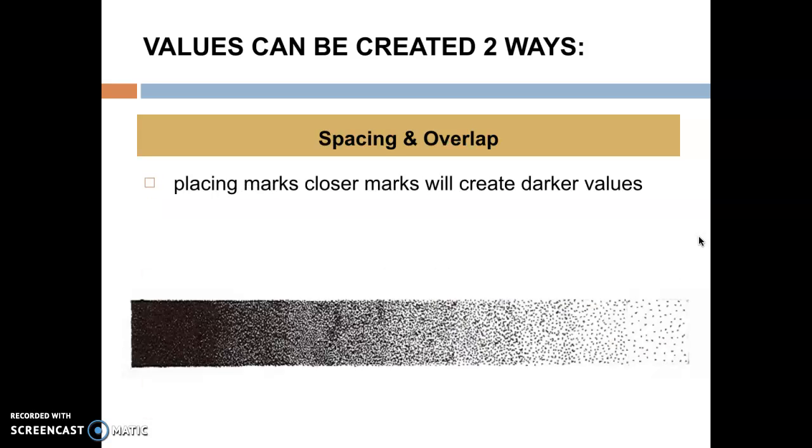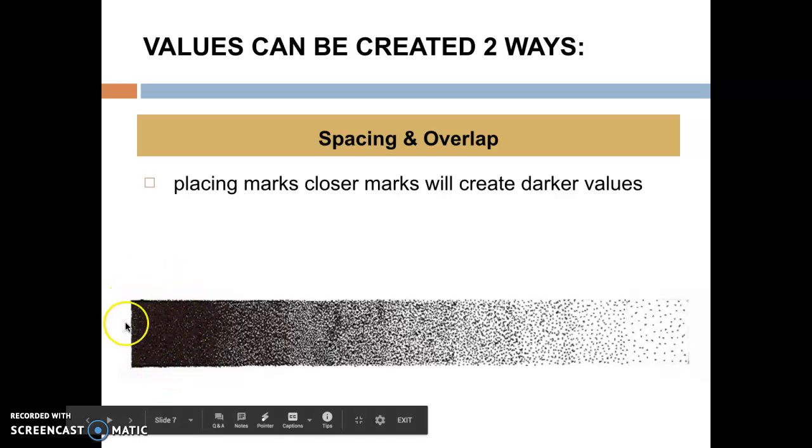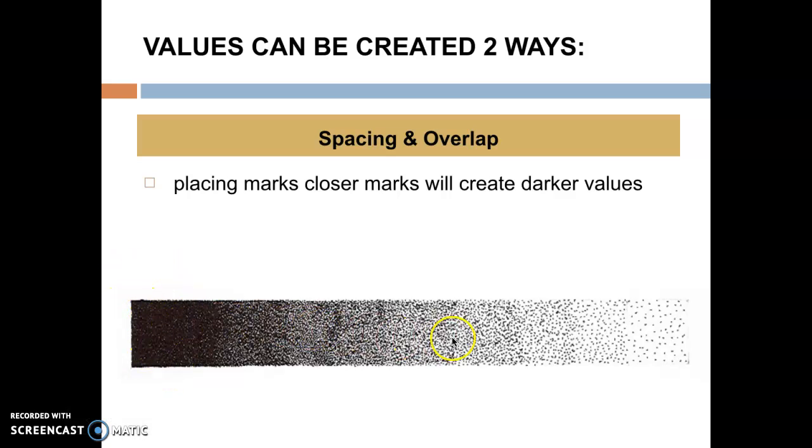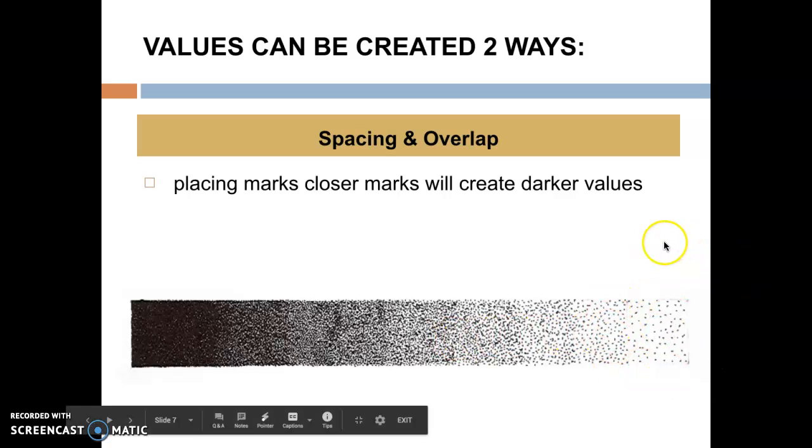The second way is using a different shading technique, spacing and overlapping your marks. The example down there at the bottom is stippling, or shading with dots. When the dots are overlapping and very close together, you'll see here on the left, it represents a very dark value. As they get more spaced out and lighter, it looks like a much lighter value at the other end of the value scale.